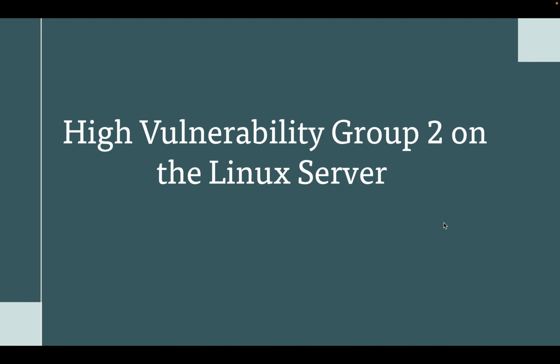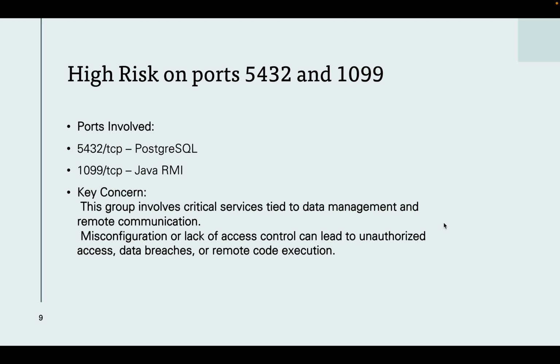So moving on, we have our high vulnerability group 2 on the Linux server. This consists of ports 5432 and 1099. This is grouped together because this group involves critical services tied to data management and remote communication. Misconfiguration or lack of access control can lead to unauthorized access, data breaches, or remote code execution.